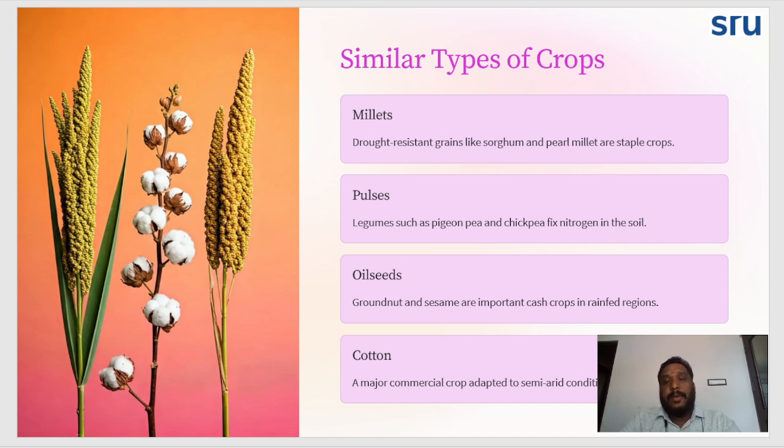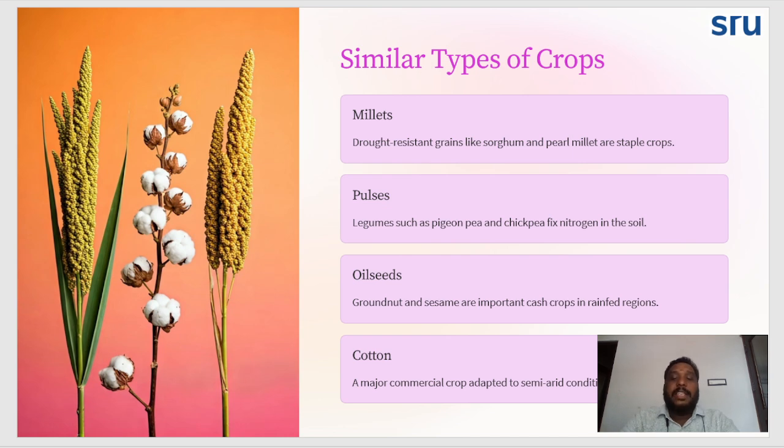One of the best suitable crops in this rain-fed agriculture are millets, pulses, oil seeds, and also cotton. In the millets, drought-resistant grains like sorghum and pearl millets are the staple crops we can see in the rain-fed areas. Whereas among the pulses, legumes such as pigeon pea and chickpea, which fix nitrogen in the soil, are very useful in rain-fed agriculture, as they not only contribute to pulse production but also enrich the soil with their nitrogen fixing mechanism.